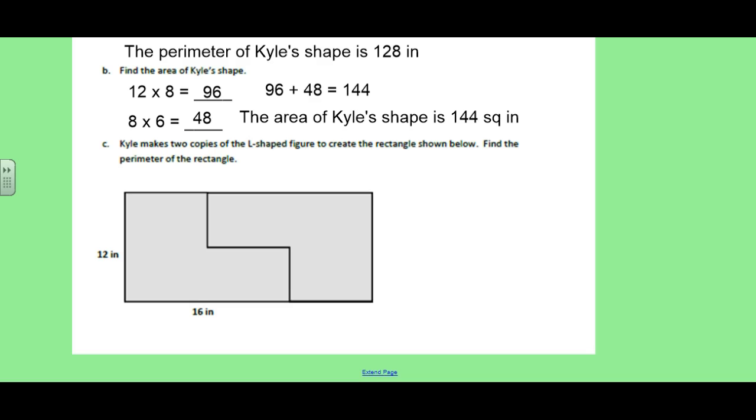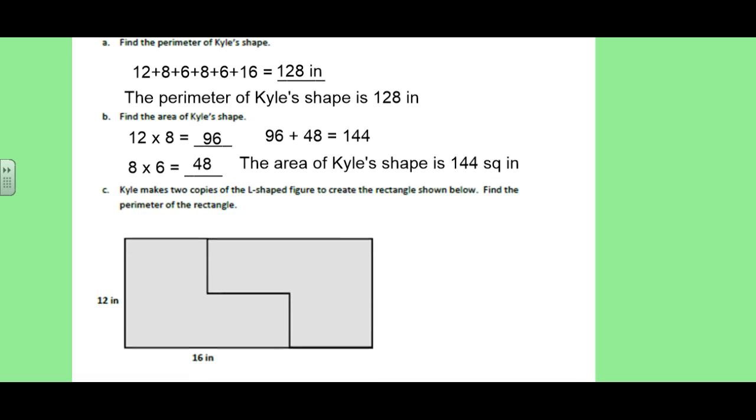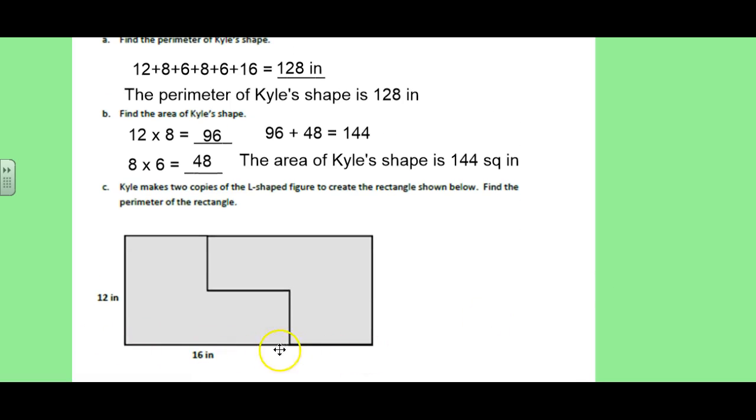It says Kyle makes 2 copies of the L-shaped figure to create the rectangle shown below. Find the perimeter of the rectangle. So this one won't be too bad because we already know all of the side lengths that we need. We know that this long side length right here is the same thing right here. So we're going to label this 16 inches.